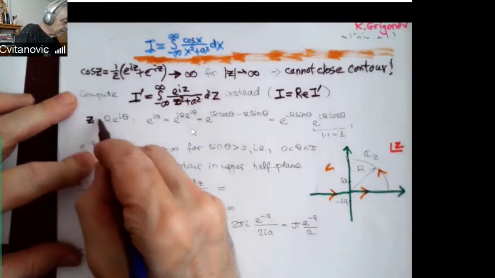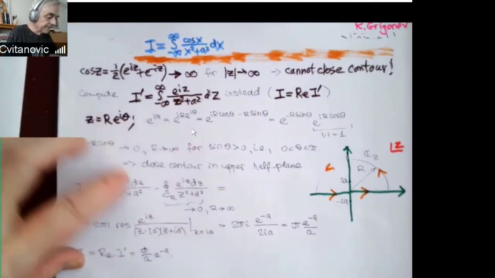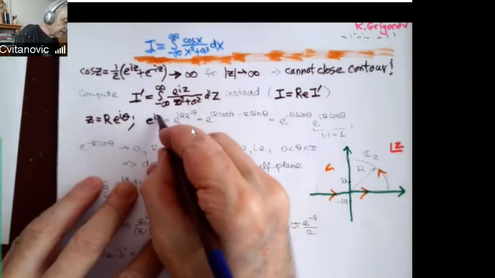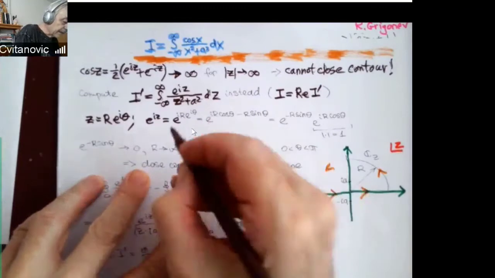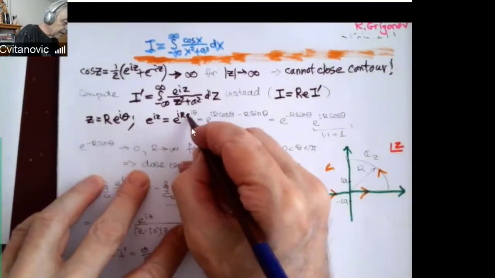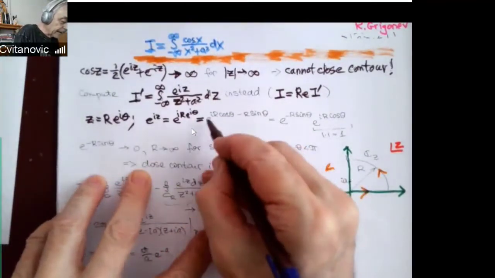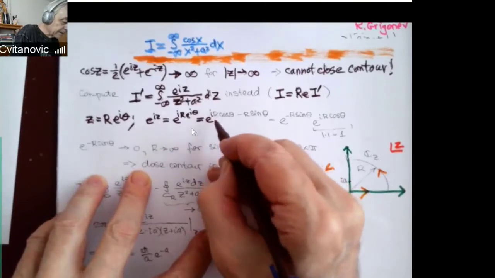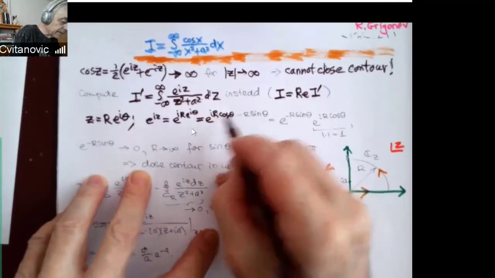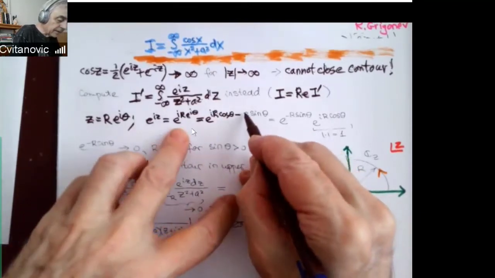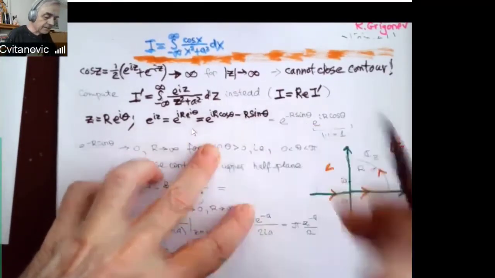So z has a magnitude and a phase. e to the iz is e to the i r e^{i theta} in the exponent. And now we replace the imaginary phase by a cosine, so that's real, but purely imaginary. And we get minus r times sine theta, from i squared in a complex part, which we have done before.